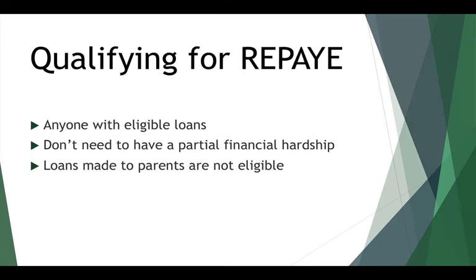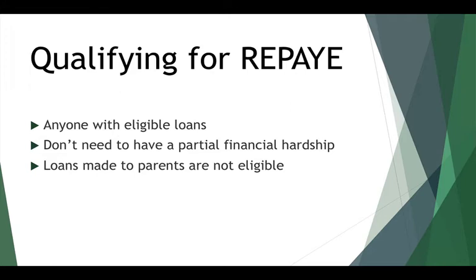Qualifying for REPAYE is also far easier than the original pay-as-you-earn, and is really the main reason that the program was passed at all, was to open it up to more potential student loan borrowers. Anyone with eligible loans can qualify for the program. You don't have to have a partial financial hardship and benefit from the reduced payments like you do under income-based repayment or the original pay-as-you-earn.